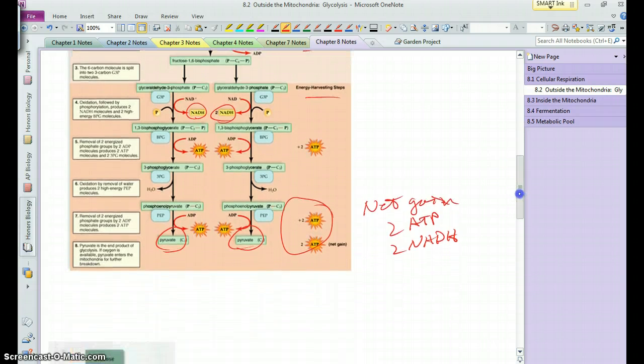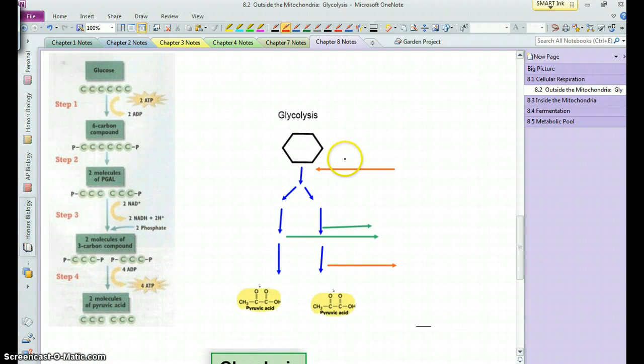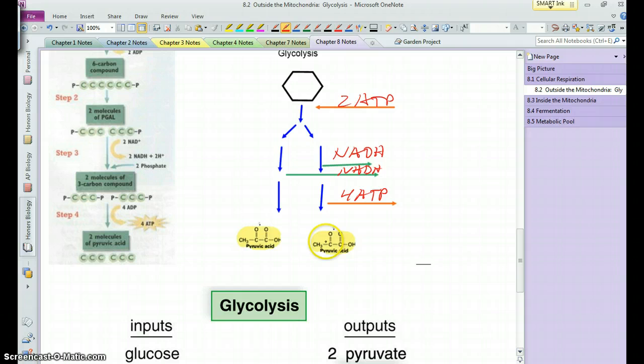Again, all this is happening outside the mitochondrion. We put a couple ATPs in. We get some NADHs out. And we get 4 ATPs out for our net of 2, in the conversion of these sugars into pyruvate or pyruvic acid.